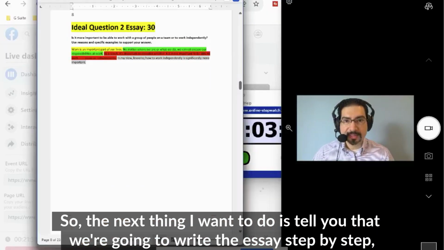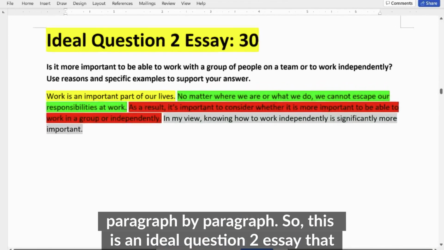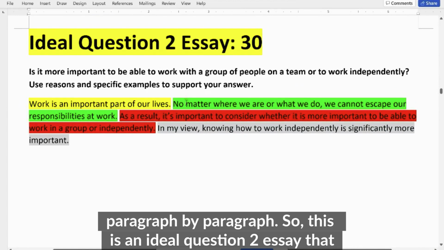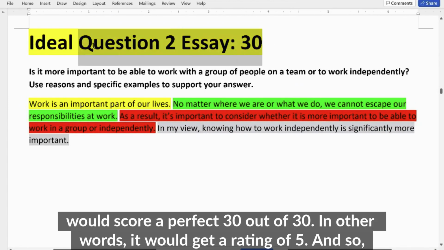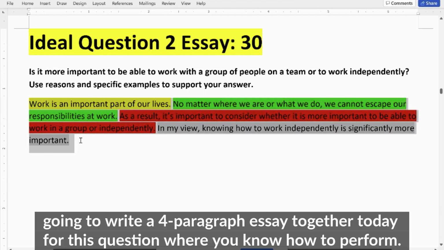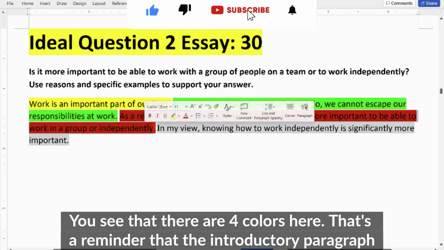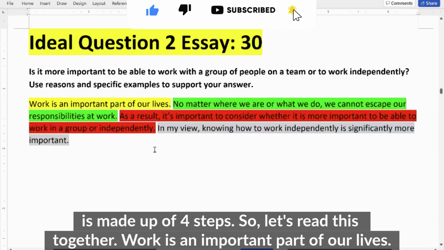So the next thing I want to do is tell you that we're going to write the essay step by step, paragraph by paragraph. So this is an ideal question 2 essay that would score a perfect 30 out of 30. In other words, it would get a rating of 5. And so I want you to notice this is the introductory paragraph. So we're going to write a 4-paragraph essay together today for this question. You see that there are 4 colors here. That's a reminder that the introductory paragraph is made up of 4 steps.